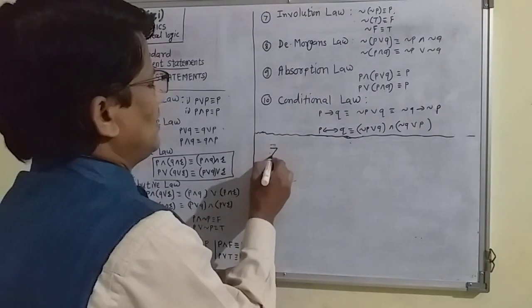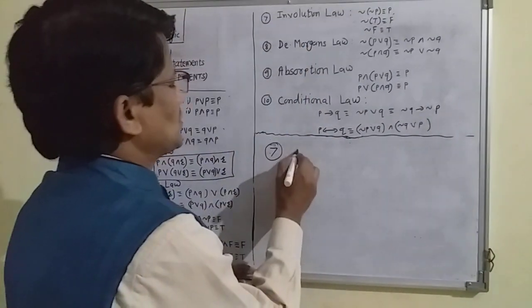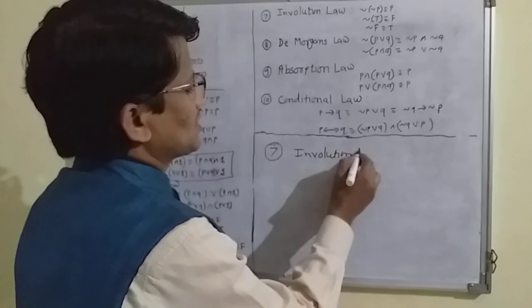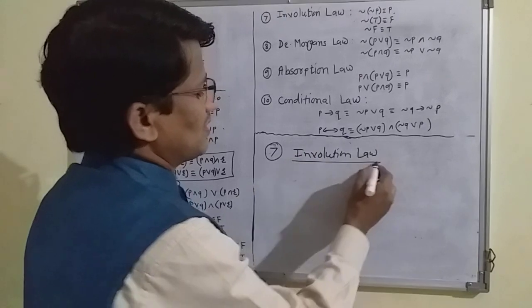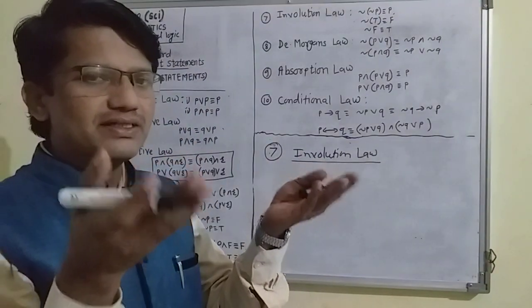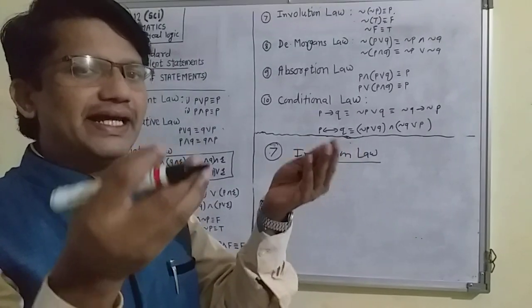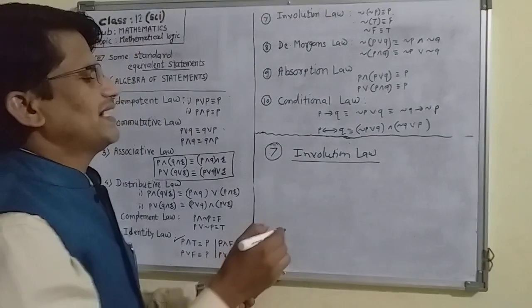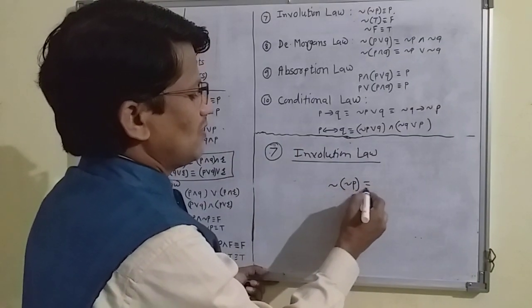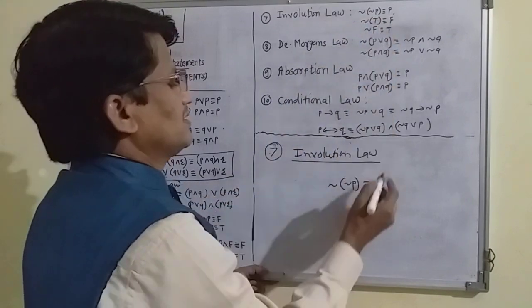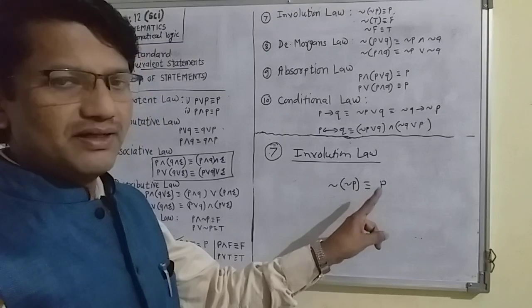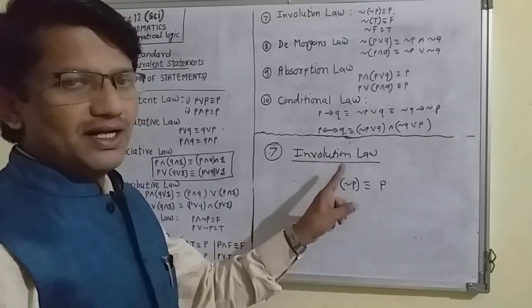Now let us see the involution law. What is the involution law? The name is given, and the name is sufficient. Involve means the given point already exists in the given pattern. Suppose negation of P. What is the result? Negation of negation is P. Negation of negation is P. So this gives the involution law.